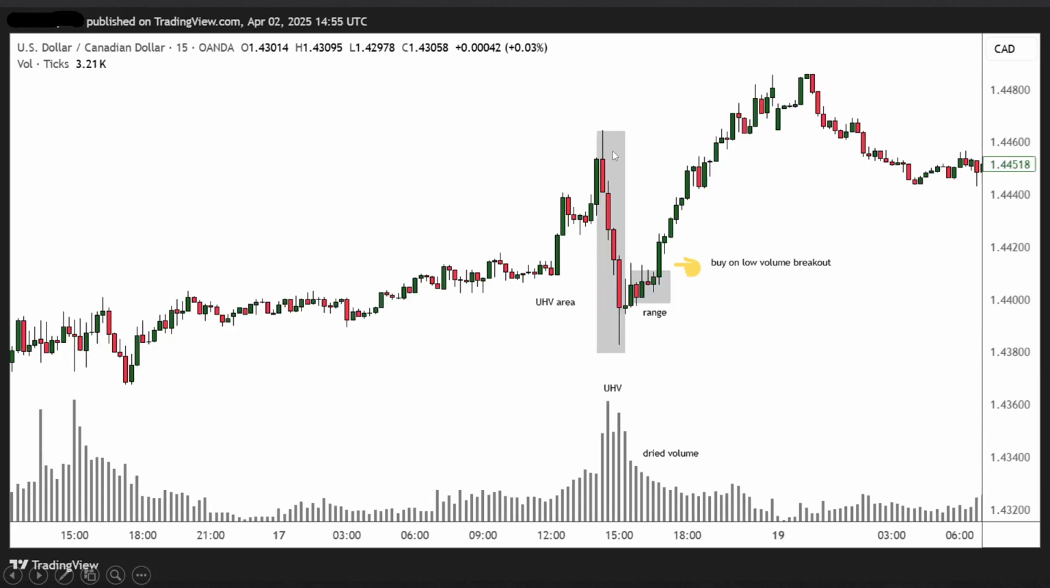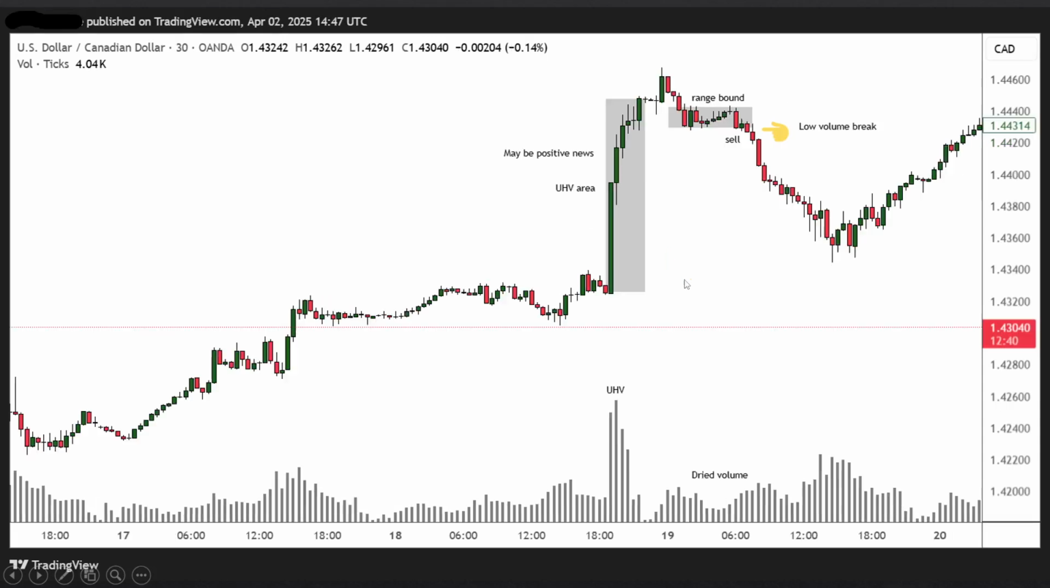Again aggressive selling came in, and the big players were buying into this aggressive selling, and then the trend stopped, and then you got the range. You wait for the breakout of this range with low volume, and just buy it.